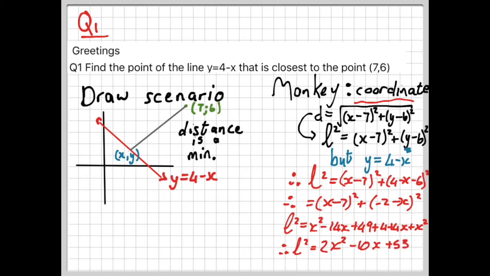Now, what is next? Remember, they're asking you for the closest point. So I know I've got to have that at a minimum. Now, how do I determine maximums or minimums? Well, plain and simple, ladies and gents, we need to derive that. We need to derive that and put it equal to naught. So let me go over to a new slide and let's try that.